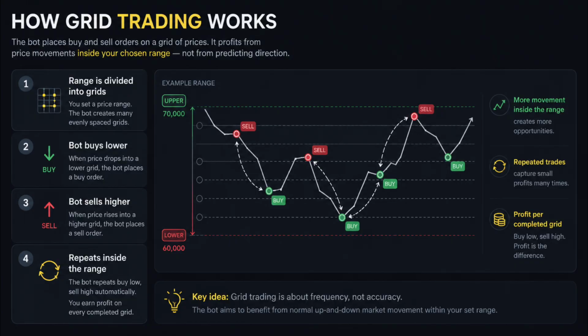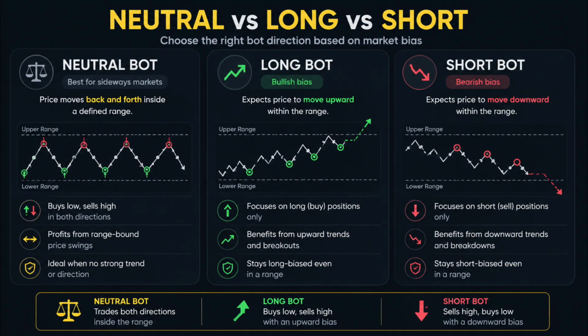This is also important to understand. A futures grid bot is not free money. It is an automation tool. It helps execute a strategy automatically, but the settings still matter a lot. If the range is poor, the leverage is too high, or the market behavior changes, the bot can still perform badly. Now let's look at the main types of futures grid bots.